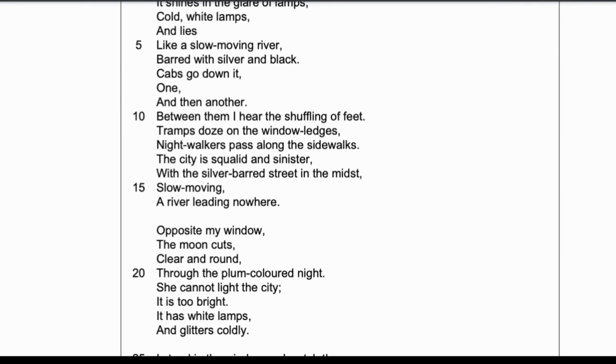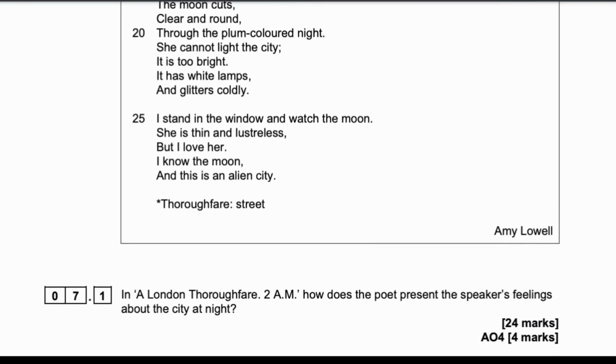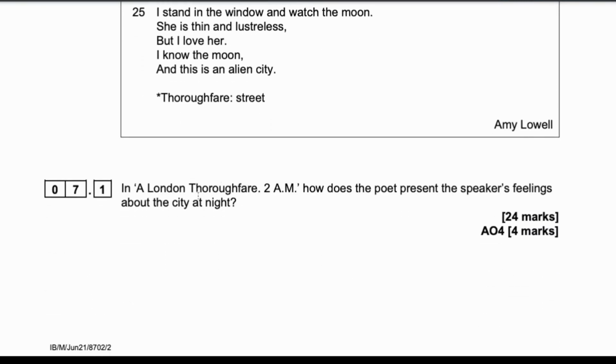So, this is the poem. I'm not even going to look at the poem first. I'm going to look at the question, because then I know what I'm looking for in the poem. It's by Amy Lowell, who actually, even though I've never read this poem, I do like Amy Lowell. She's a good poet. So, we have "In a London Thoroughfare, 2 a.m." How does the poet present the speaker's feelings about the city at night?